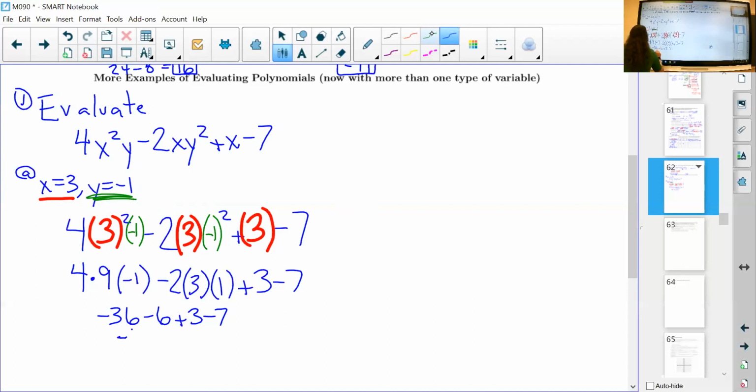Negative 36 minus 6 is negative 42. Makes it more negative. Negative 42 plus 3, we get a little closer to 0. Now we are subtracting again. So we're going further from the 0. We get negative 46. Now, if I did 6 plus 3 first, if I added first, because PEMDAS, the A comes before the S, I would get 9. Negative 36 minus 9 is negative 45. Minus 7 more is negative 52. I would have gotten the wrong answer. So order of operations is super important here.